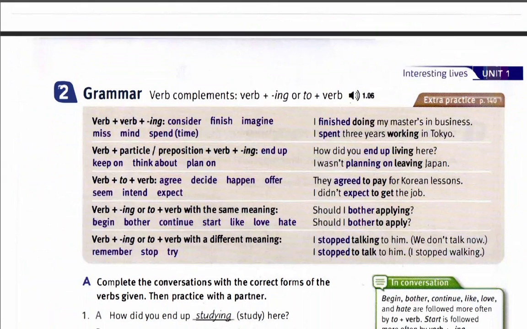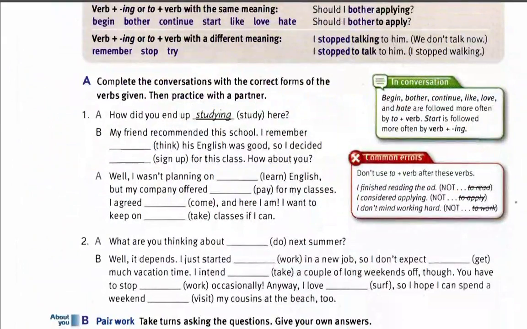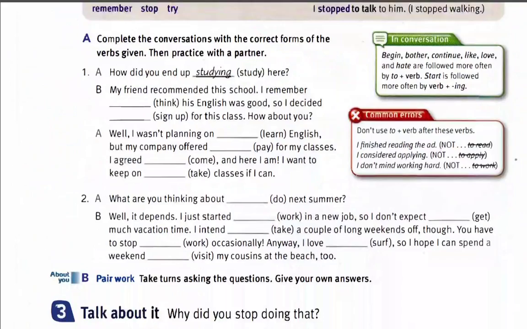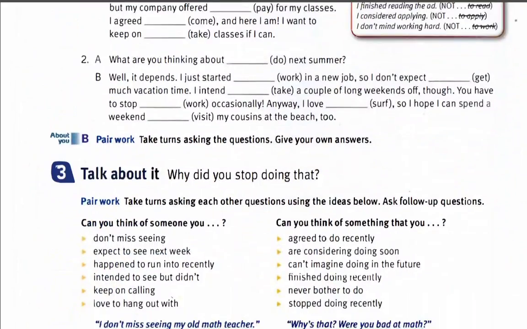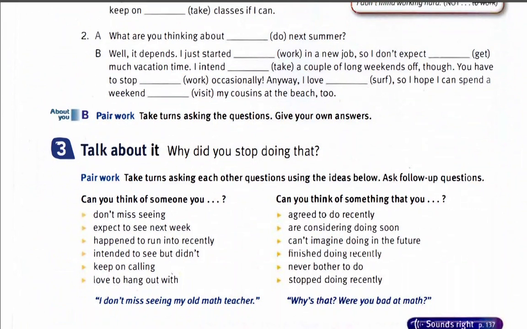Complete these questions here in part A in your assignment notebook, and then take turns asking the questions with your partner. Talk about it. Why did you stop doing that? Take turns asking each other questions and using the ideas below. Can you think of someone who you don't miss seeing? Can you think of something that you agreed to do recently? Please practice this with your speaking partner in your Kakao Talk voice chat.